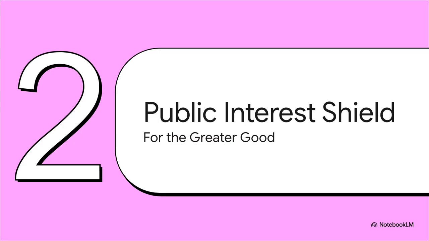Let's move on to our second shield, public interest immunity. Now we're shifting gears. We're moving from protecting the parties in a case to protecting the state itself. It's a real balancing act between justice for one person and the interests of the entire country.